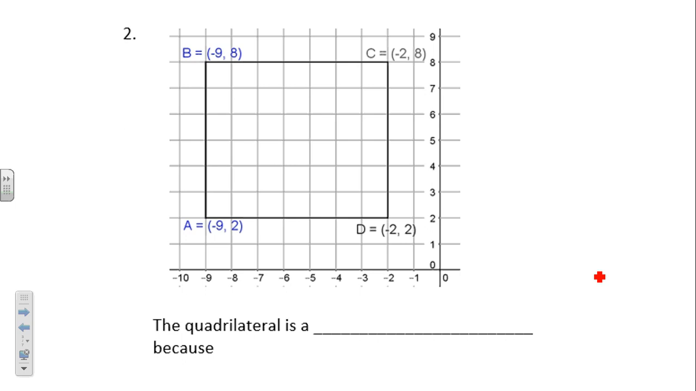Number 2. Okay, looks like it might be a square. We need to verify it. We need to show that it is. Now, this one's nicely oriented, right? Horizontal lines, vertical lines, right? What do we know about horizontal and vertical lines? 90-degree angles. So we've got 4 90-degree angles. So if it's a square, we're close because we've shown that all the 4 angles are congruent.